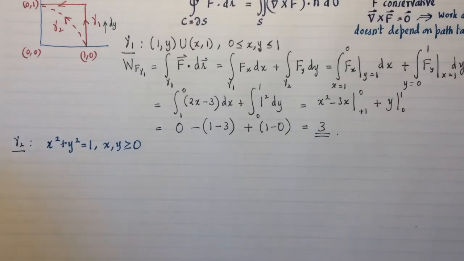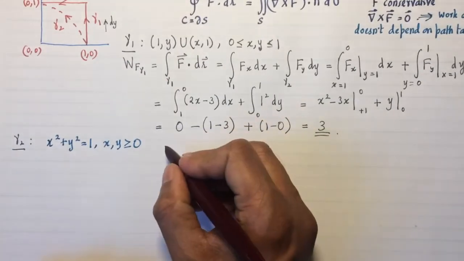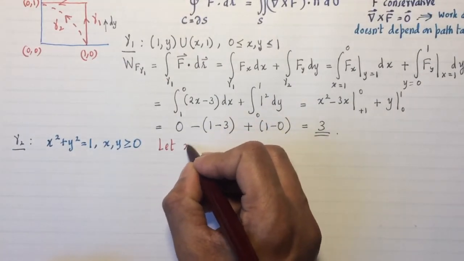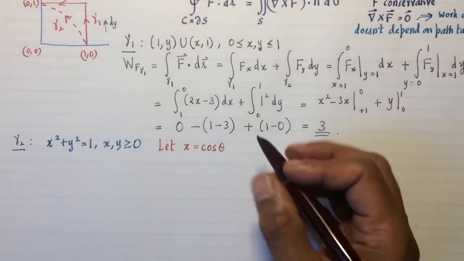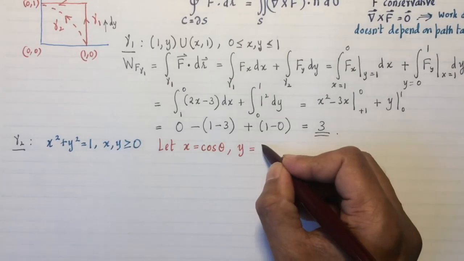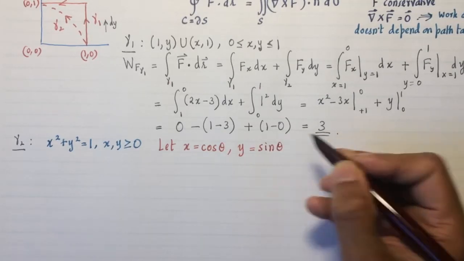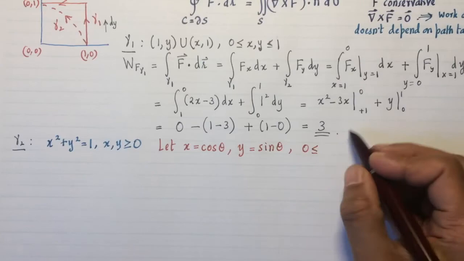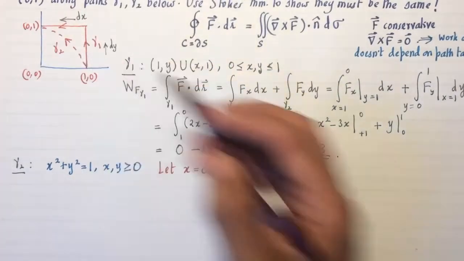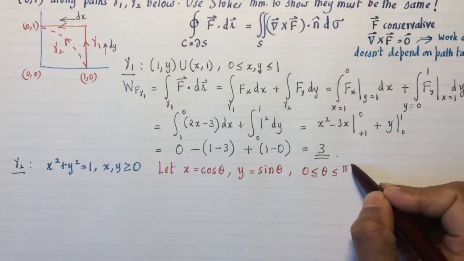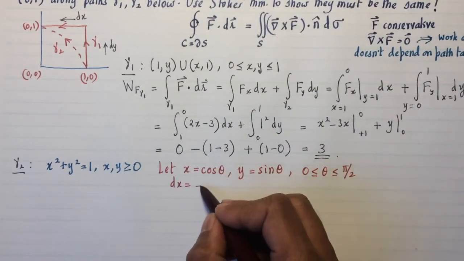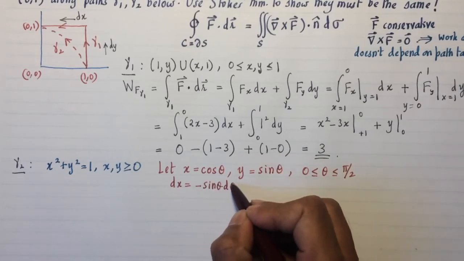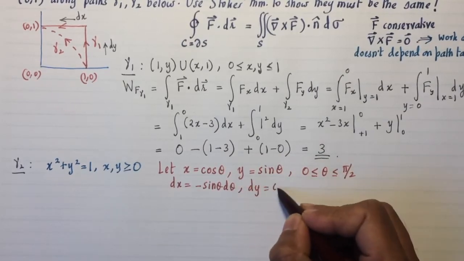Integrals of this type, arc integrals, are best done using parametrization of the curve. The proper parametrization of a circle is the cosine and sine functions. In fact, it can be argued that cosine and sine were invented for this very purpose. So let x be equal to cosine theta and y be equal to sine theta, in which case the range of theta is just from theta equals 0 to pi by 2. Once you have that, I get dx by differentiating this. That's negative sine theta d theta, and dy is cosine theta d theta.